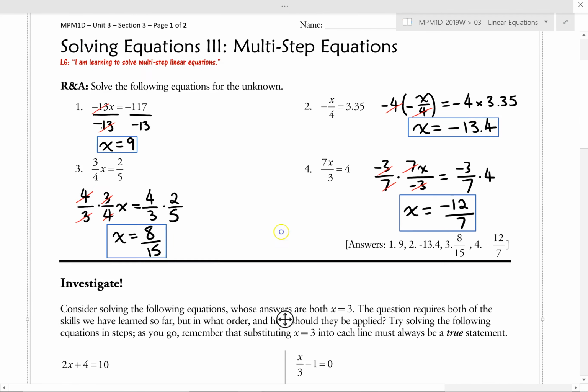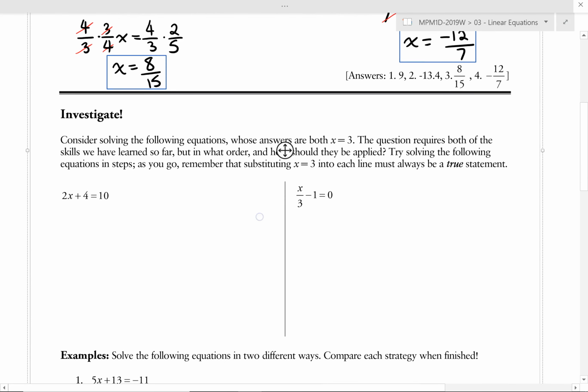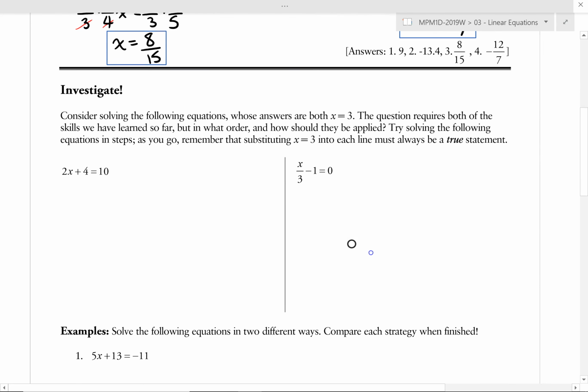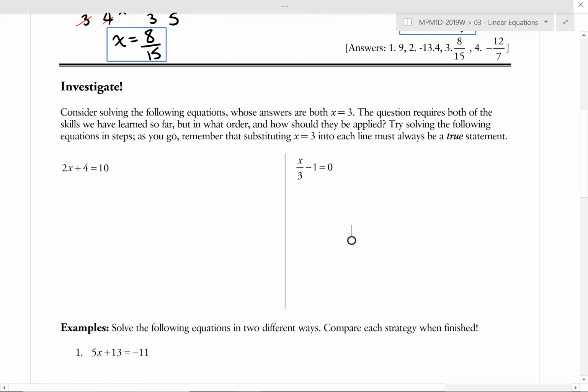Okay, so we're going to start today's lesson with a little investigation. So let's consider solving the following equations, whose answers are both x equals 3. So really, each of these has what we call 2 steps because we see, in this case, multiplication and addition. We see 2 terms. In order to get x alone here, there are 2 things to do. First, we have to take care of either the multiplication or this addition, using opposite operations. So in what order should they be applied?